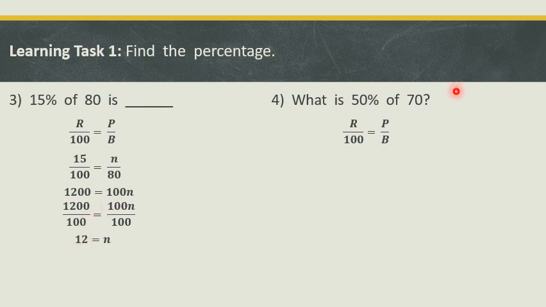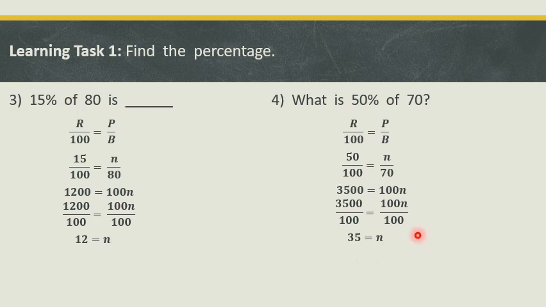Sa number 4, ang rate natin is 50. Ang P natin is N. Ang base natin is 70, yung katabi ng "of". So, cross multiply, 50 times 70 is 3,500. 100 times N is 100N. Divide both sides by 100. So, ang magiging answer natin is 35.